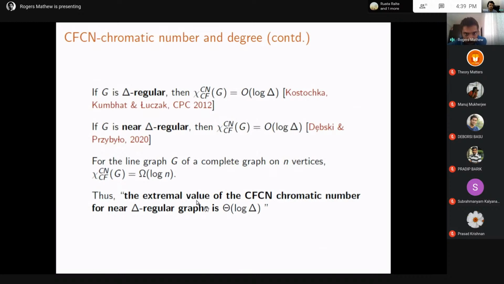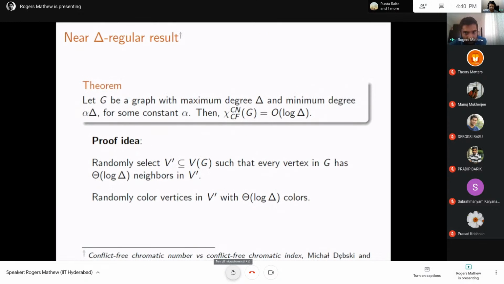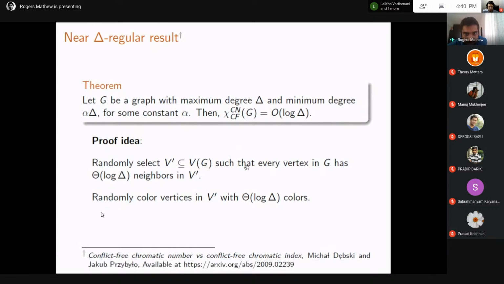So I'll just finish. This is my last slide. An outline of this proof. If the graph is near delta regular, the first statement is true for any graph, irrespective of this conflict-free setting. This is a general graph theoretic property. You can randomly select a subset of vertices V prime such that every vertex in the graph has nearly log delta neighbors in it, at least C1 log delta and at most C2 log delta neighbors in it. You can get some set V prime like that.